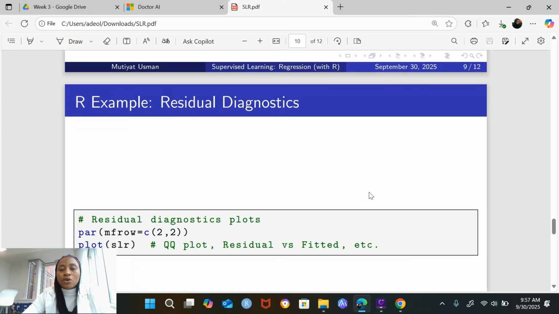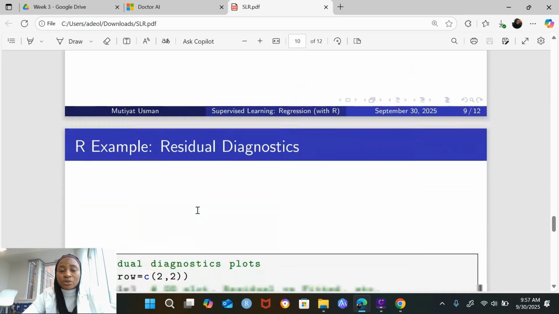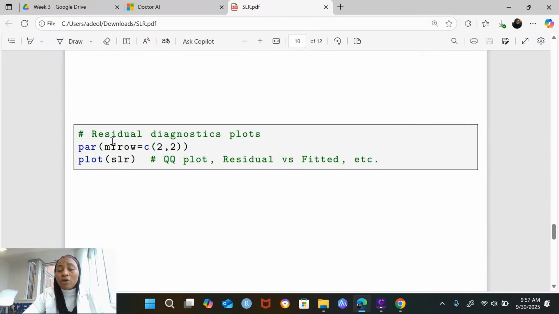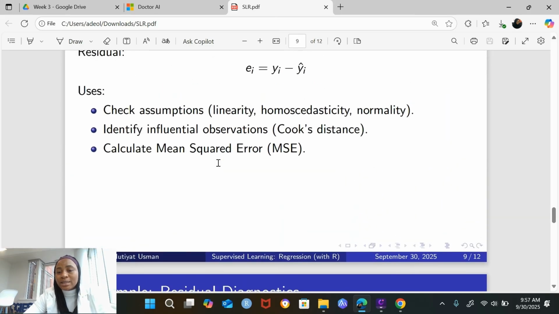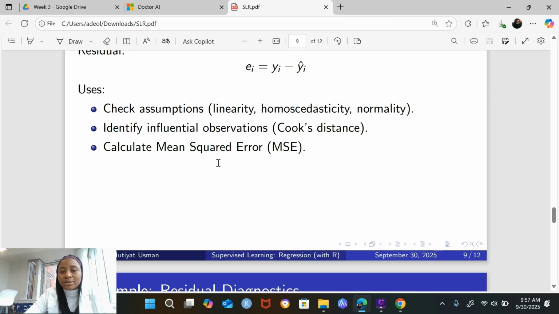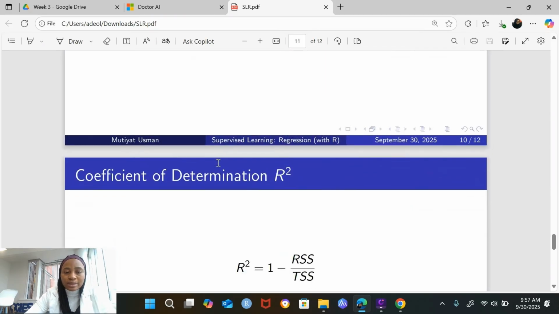All right. So we can also do this. This is the hard code for doing the diagnostic check that we just talked about. This is going to give us about 4 plots, and each one of them is talking about the linearity, the homoscedasticity, the normality assumption, and also the Cook's distance. Okay. So when we do this, we are going to explain further.